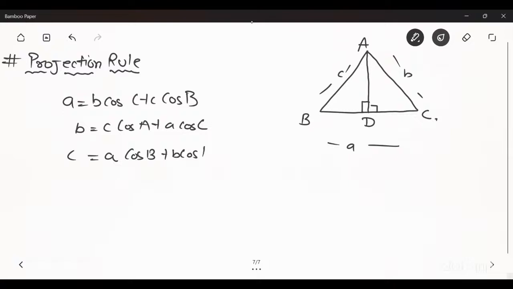Okay. If a perpendicular is projected to side a, then the rule will be a is equal to b cos C plus c cos B. And if the perpendicular is projected to side b, then b is equal to c cos A plus a cos C. And if the projection is to side c, then the value of side c will be a cos B plus b cos A. That was your projection rule. Now next is your cosine rule.